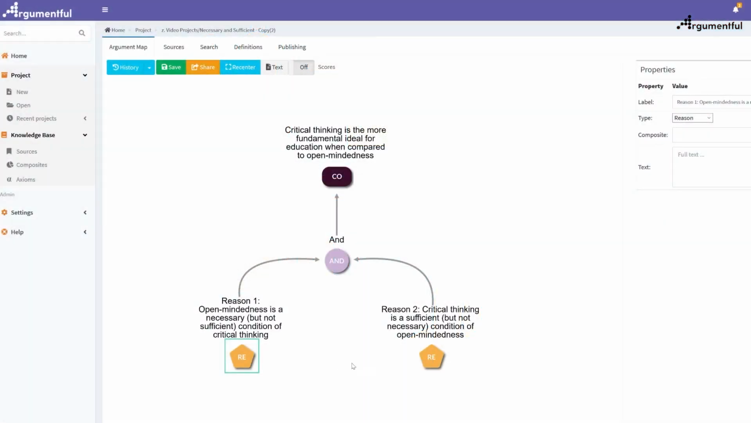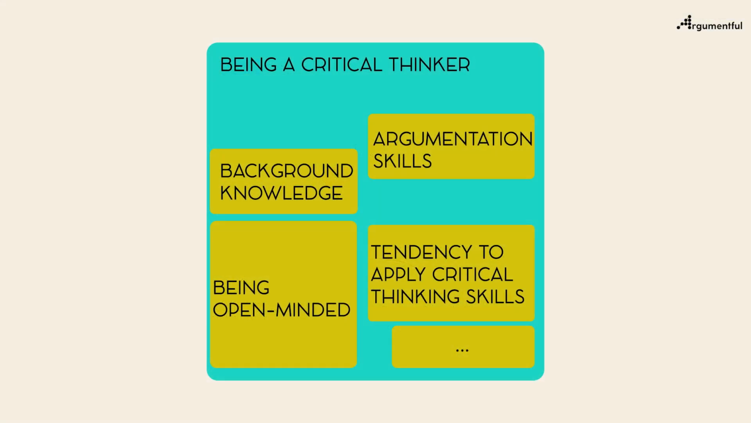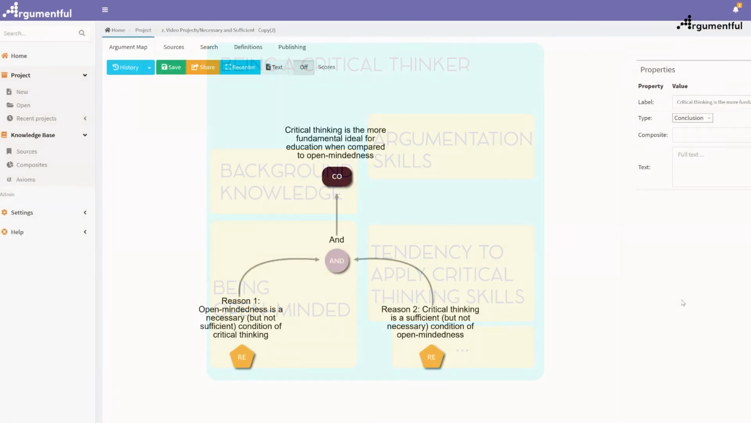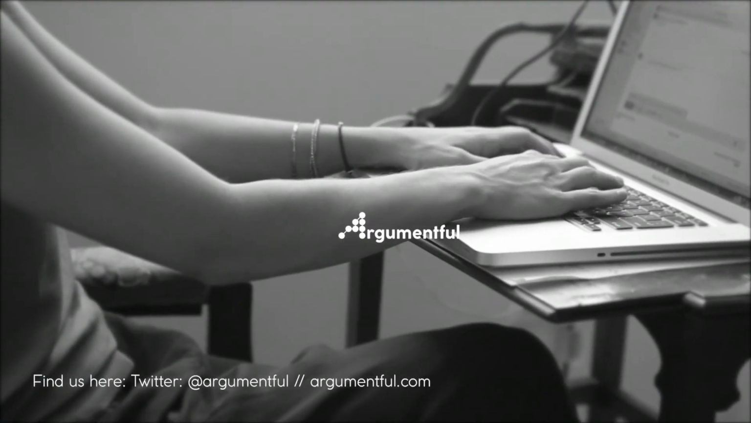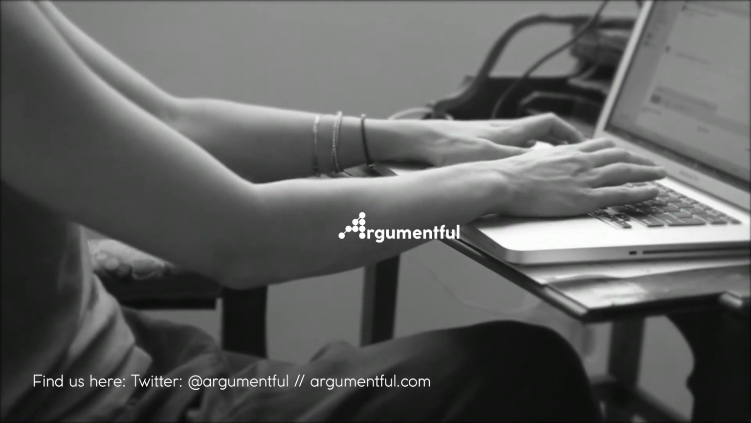Second, critical thinking is a sufficient but not necessary condition of open-mindedness. Being a critical thinker already embeds being open-minded, but it is not necessary to be a critical thinker in order to achieve this quality. From the two reasons above, it follows that critical thinking is the more fundamental ideal for education when compared to open-mindedness. Always check the arguments presented carefully and assess if their reasons are both necessary and sufficient.